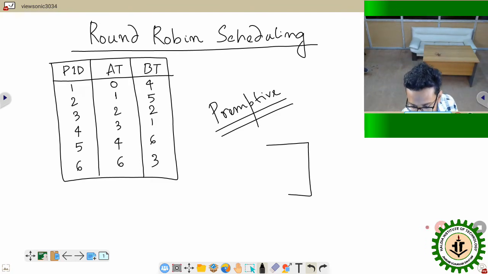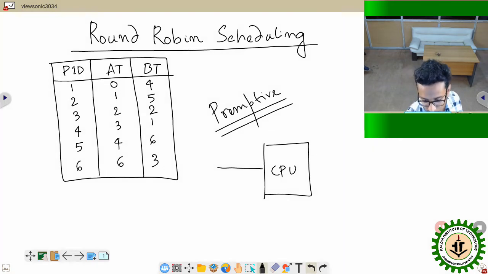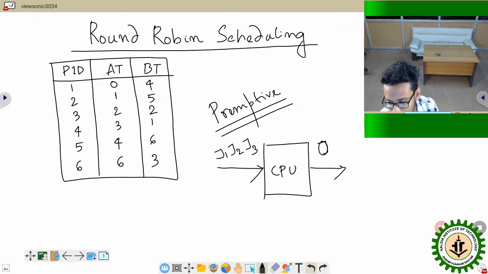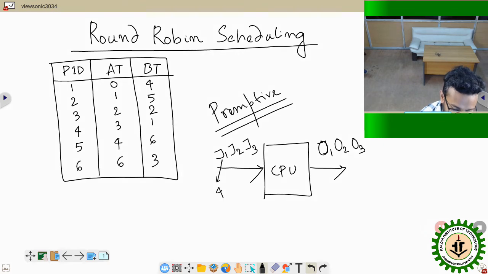So I am drawing a small box. This one is called a CPU, and here I am giving the input and here I am taking the output. From here I am giving some jobs: job J1, J2 and J3, and in that way I can give up to n jobs. And similarly I will get output 1, output 2, and output 3. So if job 1 requires 4 amount of time, job 2 say 3 amount of time, and job 3 requires 5 amount of time.